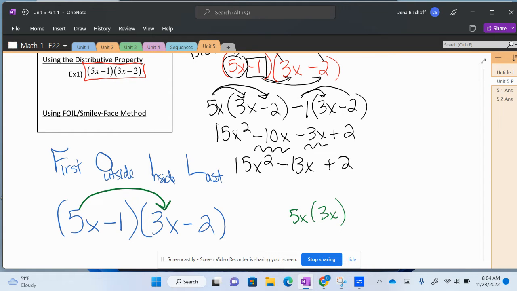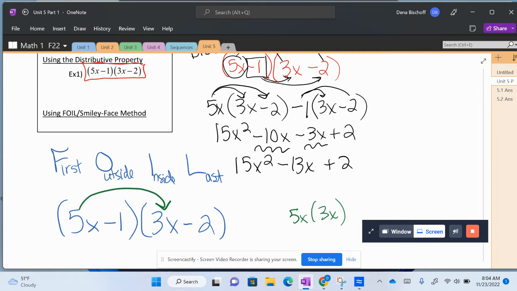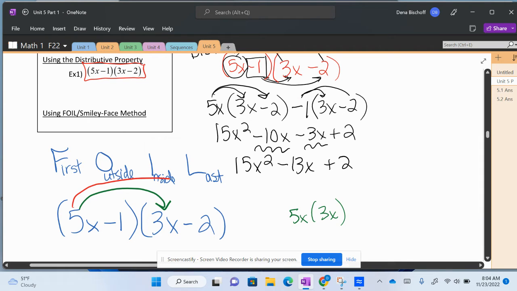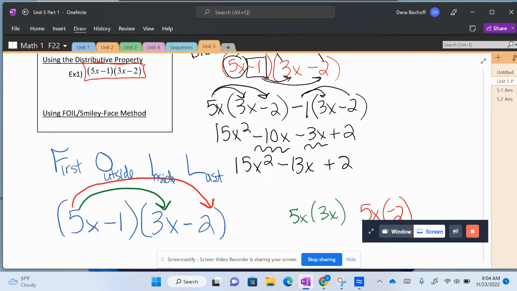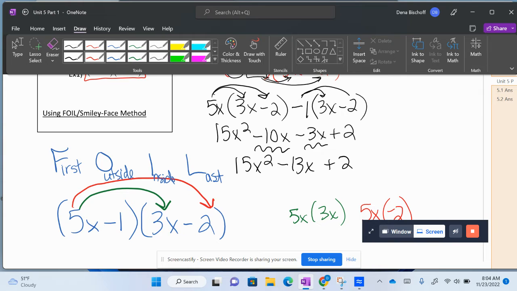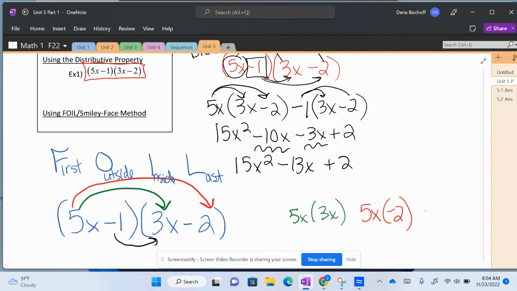Then we are going to multiply the outside term of both. So 5x is on the outside and negative 2 is on the outside. 5x times negative 2. Then we are going to multiply the two terms that are on the inside. So my two inside terms, negative 1 times 3x.